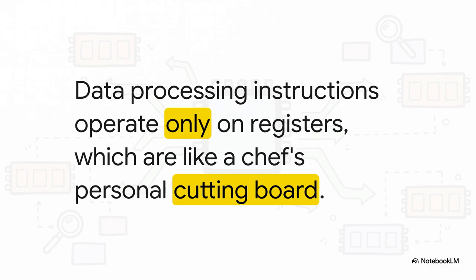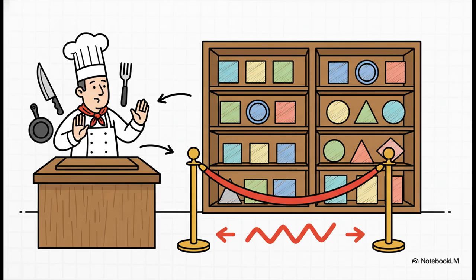Now, in the world of processors, this cutting board is a set of super fast, easy-to-reach memory spots called registers. And here's the catch, the real kicker. The chef is absolutely 100% forbidden from walking over to the main pantry, which is your phone's main memory, to get ingredients themselves. This is the whole idea behind what's called a load store architecture. All the actual work, the chopping, the mixing, all the math and logic, can only happen on those registers. So yeah, this creates a bit of a logistical problem, doesn't it?